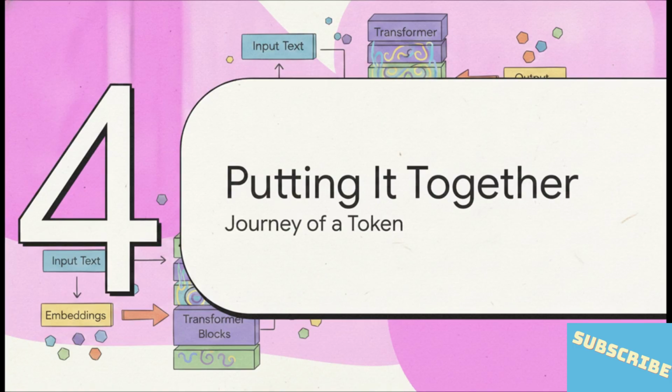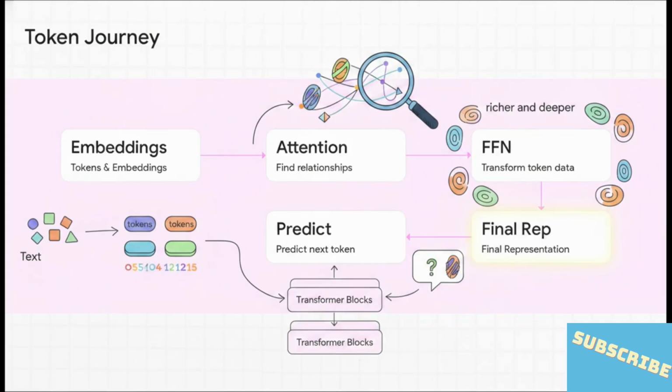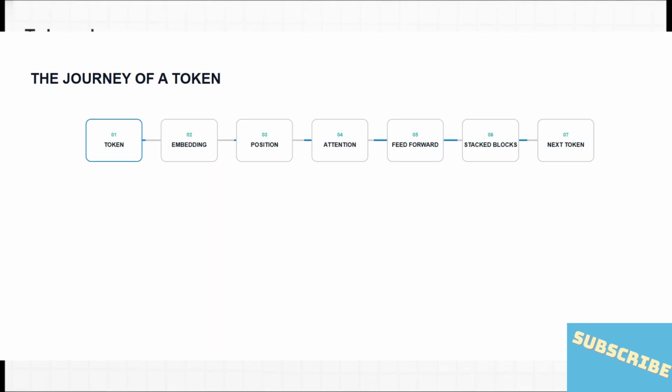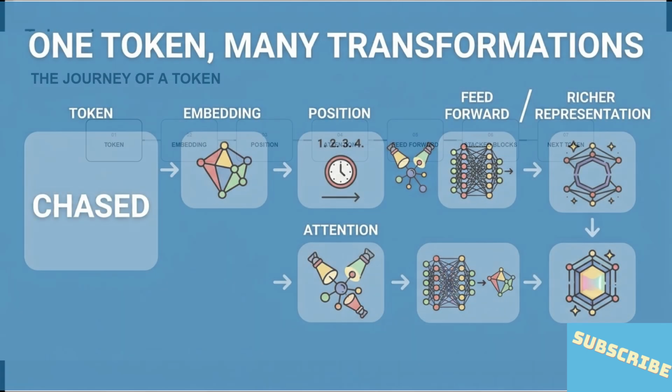Section 4. Putting it all together. The journey of a token. Let's rapidly recap this progressive journey we've just uncovered. We start with text, which becomes tokens. Those tokens are turned into numerical embeddings along with their positional information. That data enters a stack of transformer blocks.